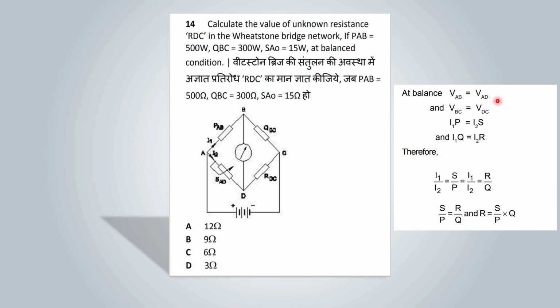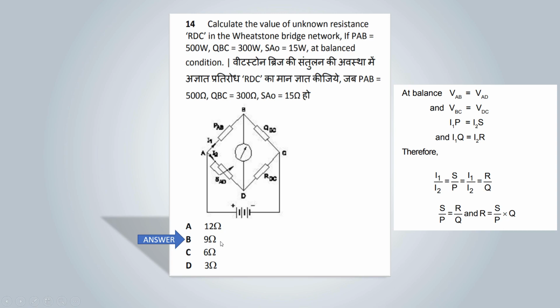Okay, so I will give the simple final formula. S by P equals R by Q. This is the formula to calculate the unknown resistance. This is the S and this is the P. S by P, then R by Q. This is the R, this is the Q. With the help of this formula, we can solve any type of problems of this type. So therefore, the answer is 9 ohm.